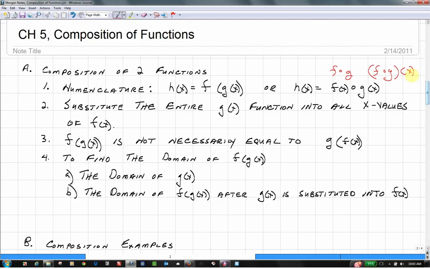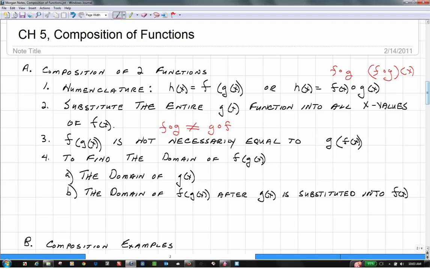Now, what we have to be aware of is this is not commutative. Putting g into f will give you a different answer than putting f into g. So what I could say here is f of g is not necessarily equal to putting f into g. Sometimes they may be, but most of the time they won't. So you cannot switch the order. Putting f into g is not necessarily the same as putting g into f.